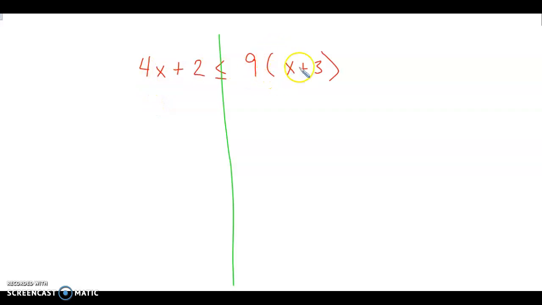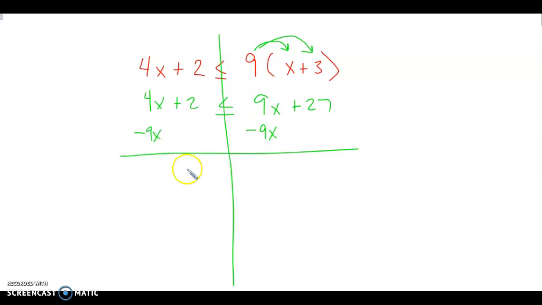And again, parentheses are here, so I need to get rid of those first. It's multiplying times a number, so I need to distribute the 9 evenly to the inside. 9 times x yields 9x. 9 times positive 3 gives us a positive 27. No parentheses on the left, so I just bring it down. The sign stays the same. Now we get the x's on the same side, so let me move this 9x to the other side. I like my x's on the left, and I like to move the regular numbers, my integers, to the right.